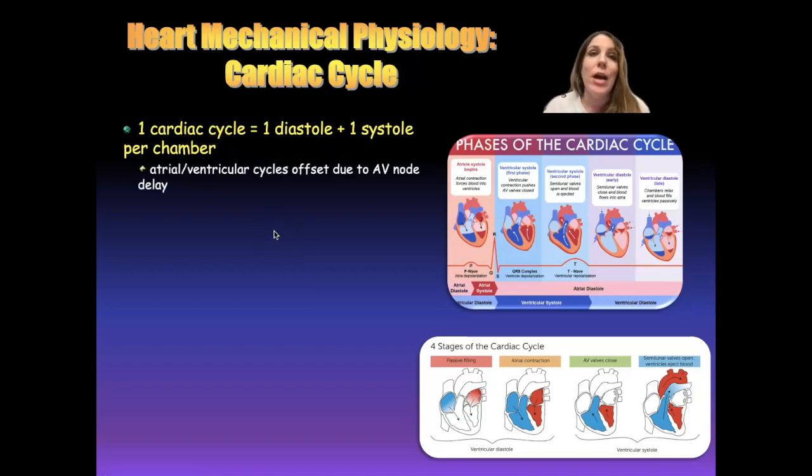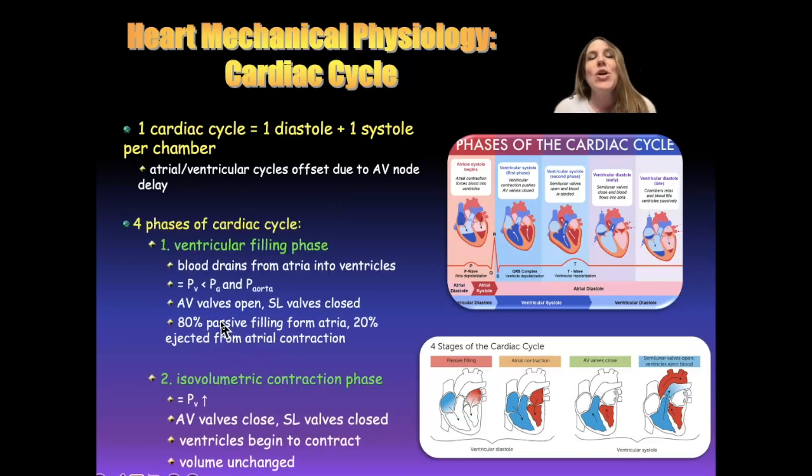Now, recall that atria contracting and ventricles contracting happen at slightly different times from each other, and that's due to the AV node delay. So recall that the action potential goes from the SA node to the AV node, where it slows down because some of those fibers don't conduct electricity well. But that's a good thing because we don't want our atria and our ventricles contracting at the same time as each other. We want the atria first and then the ventricles.